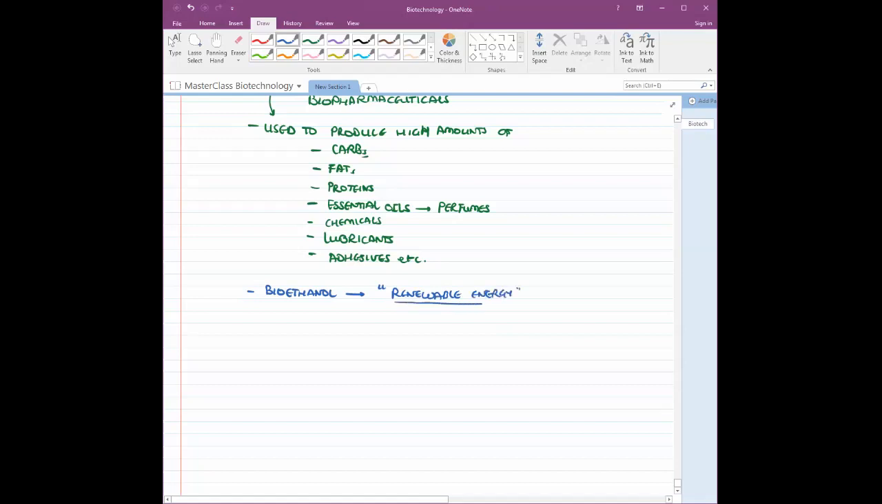Once again, we are going to make this thing from your plant. And if everything works properly, guys, this has the possibility to replace fossil fuels.